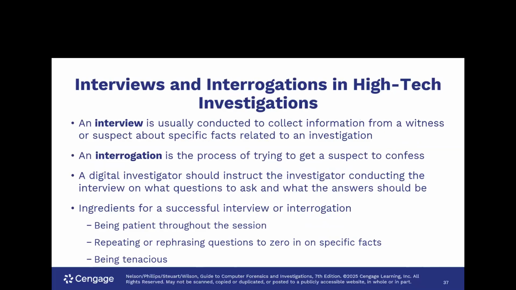So, an interview is generally used to collect information from a witness or suspect, whereas an interrogation is the process of trying to get a suspect to confess. So, digital investigators may help determine which questions should be asked based on what has already been discovered in the evidence. Investigators should be patient throughout the session, ask appropriate follow-up questions, and make sure they understand the facts that they're trying to establish.